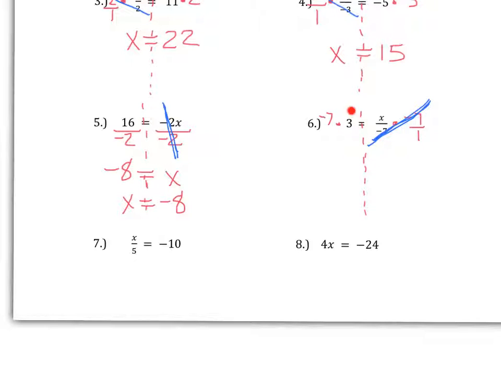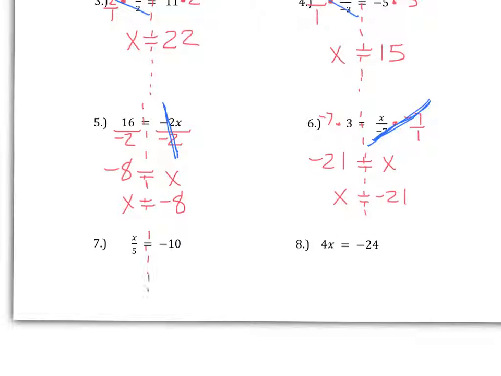On this side there are no fractions, so I'm good to go. Negative 7 times 3, negative 21. And on the other side all I have left is an x. And a better way to write that is x equals negative 21. Double check. Negative 21 goes for x. Negative 21 divided by negative 7, and negative divided by negative, positive 3. All right, last two, real quick.